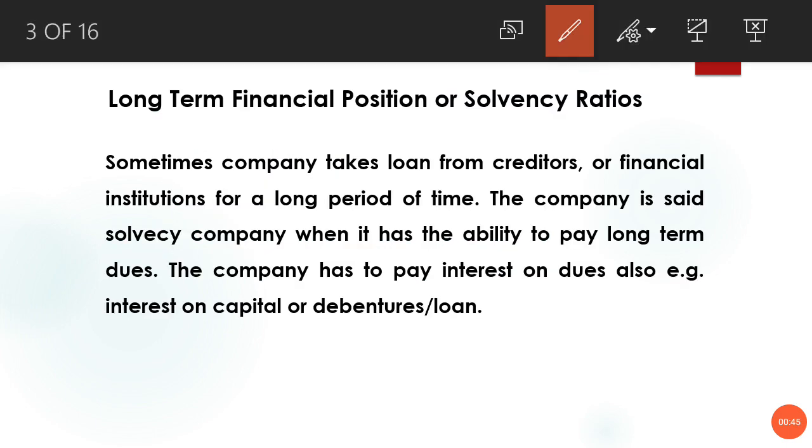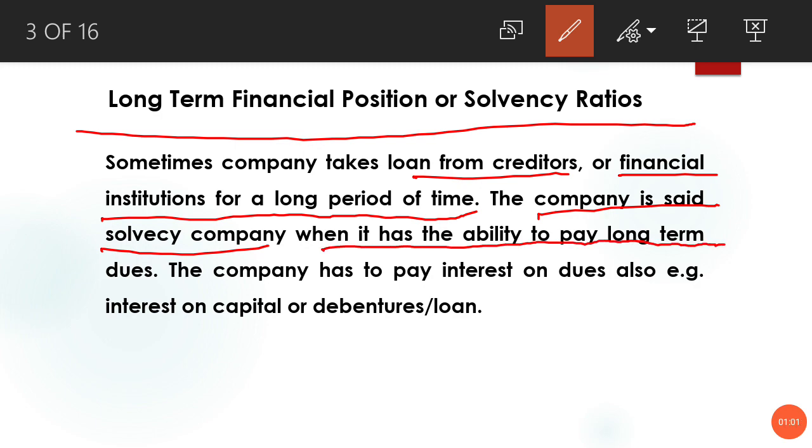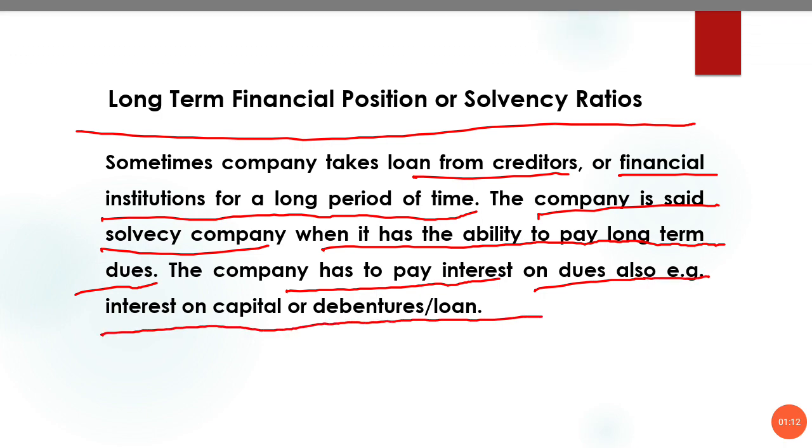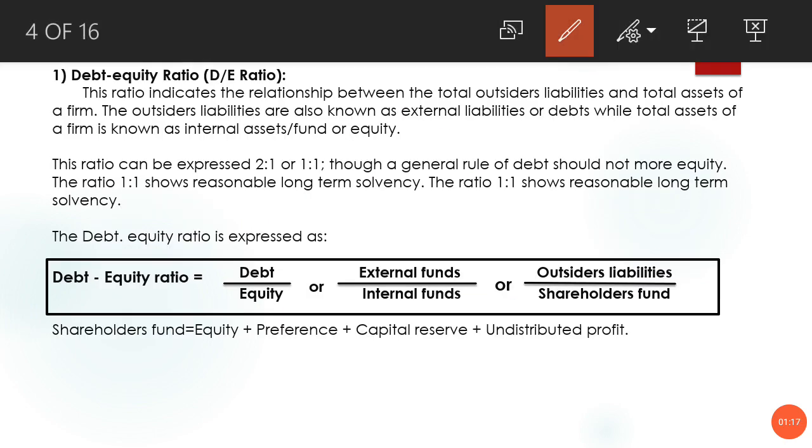Long-term financial position or solvency ratio. Sometimes a company takes a loan from creditors or financial institutions for a long period of time. A company is said to be solvent when it has the ability to pay long-term dues. The company has to pay interest on dues also, for example, interest on capital or debenture or loan. The following ratios reflect the solvency position of a company.